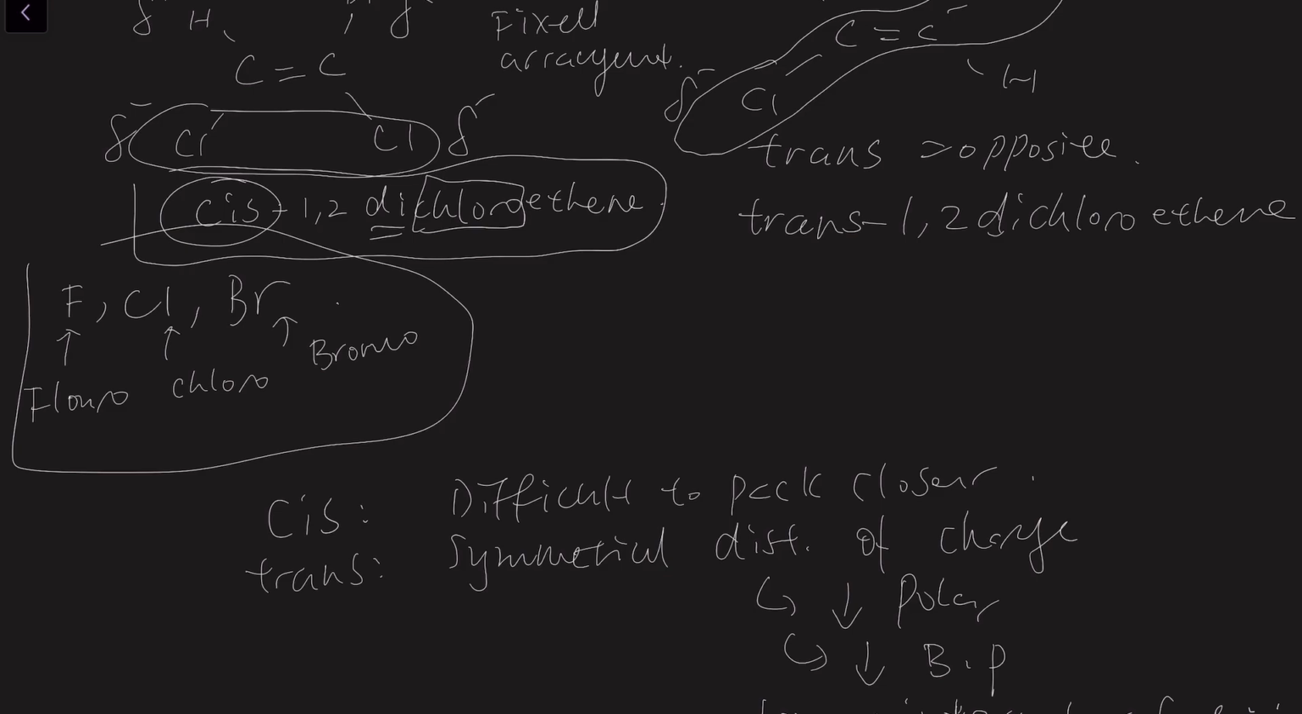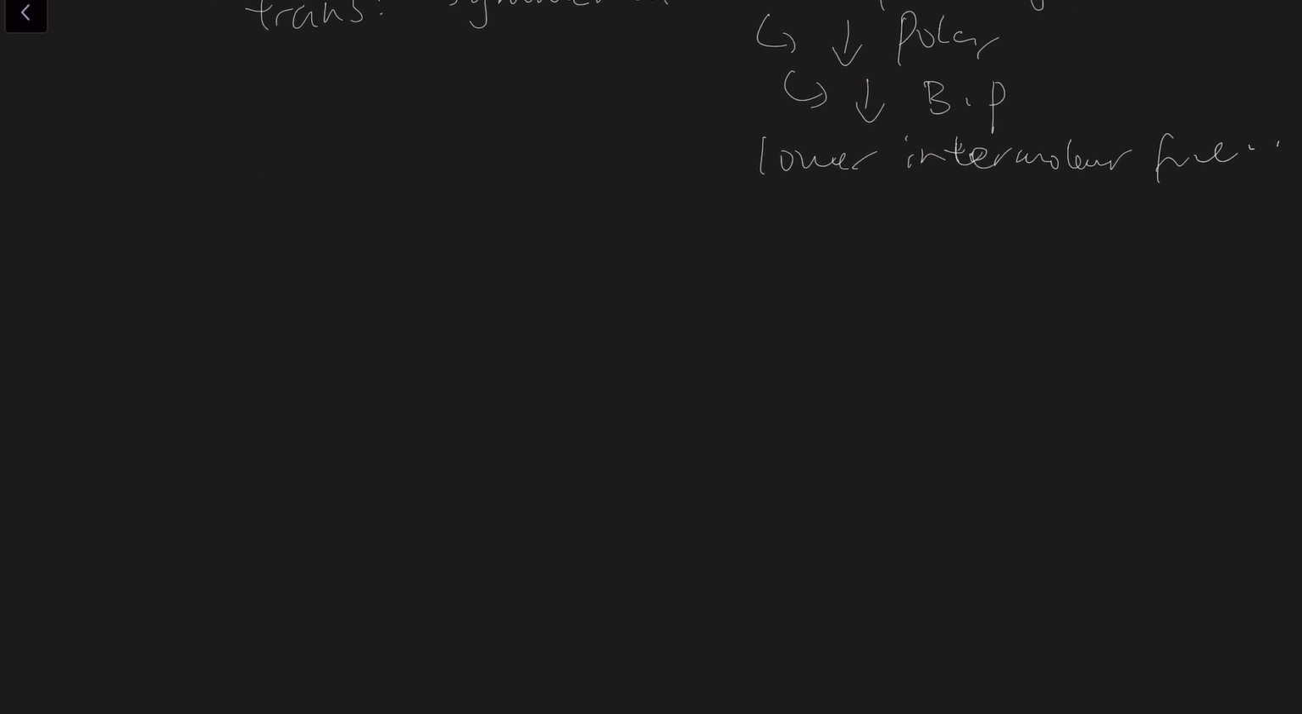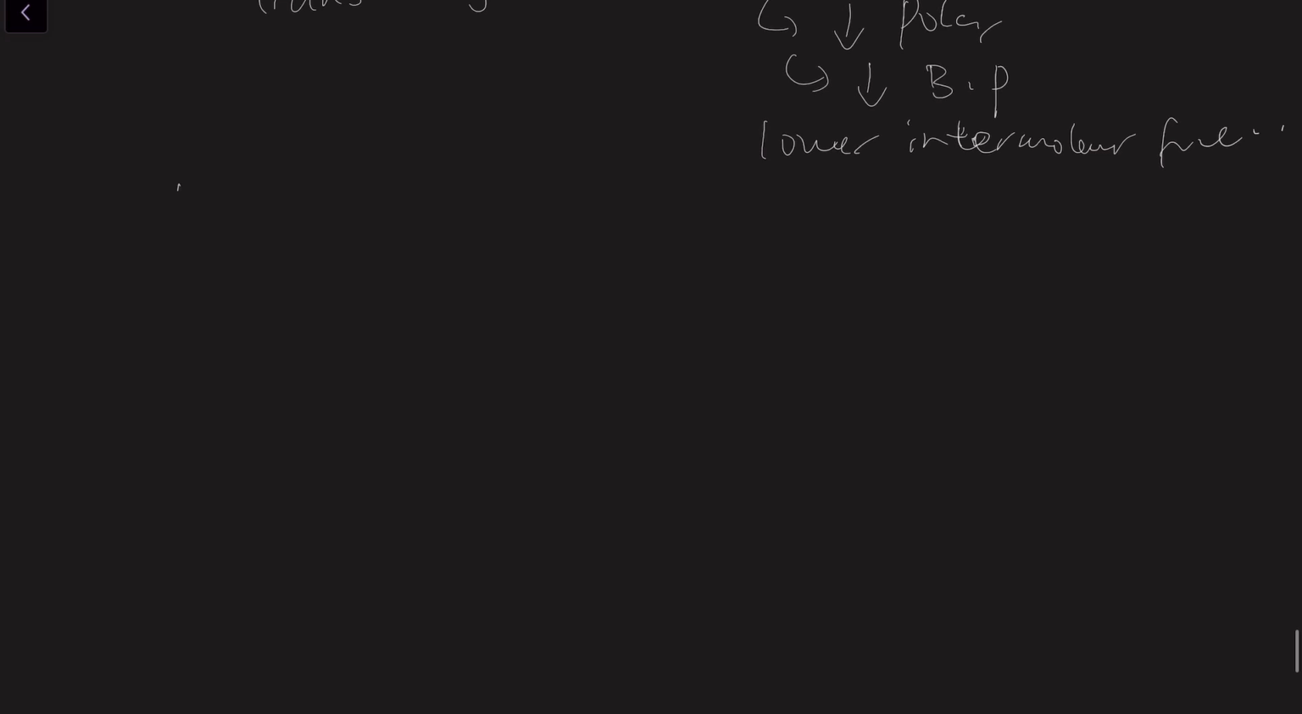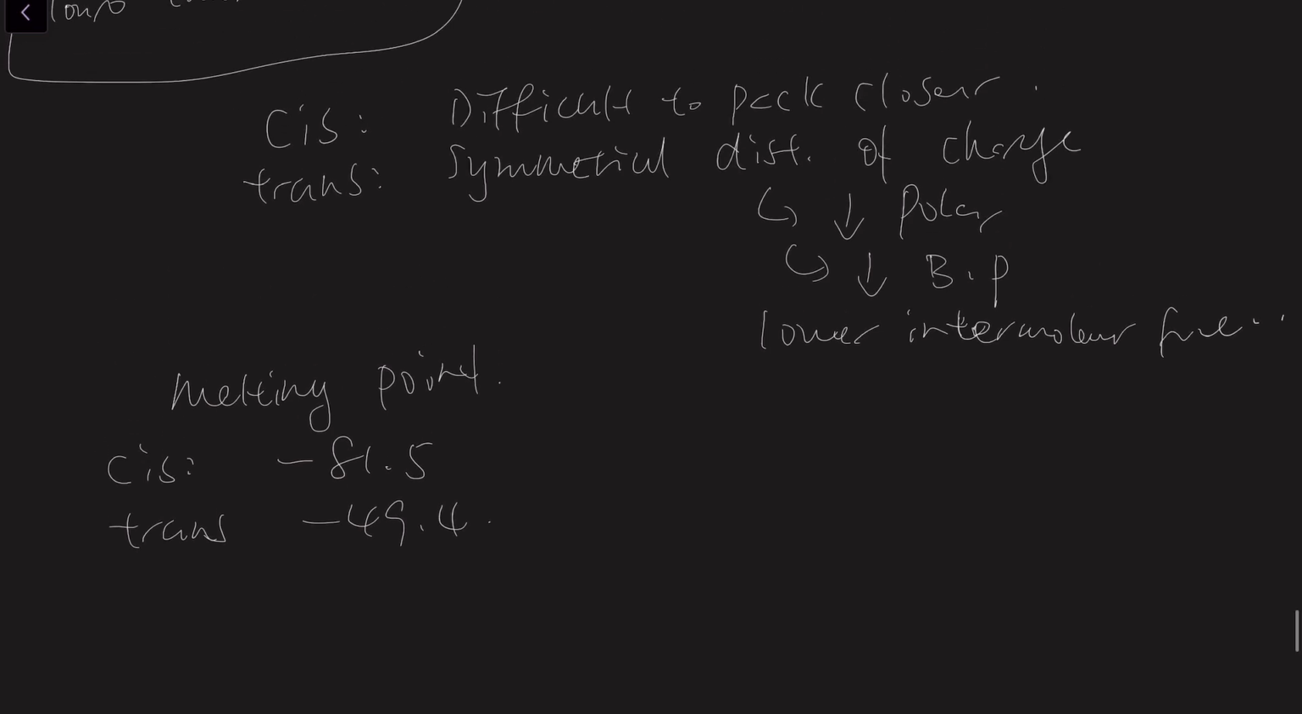So this is reflected in the boiling point and melting point of these two chemical species. So the melting point for the cis is negative 81 degrees. For the trans is negative 49.4 degrees. So the trans has higher melting point because it can be packed closely.